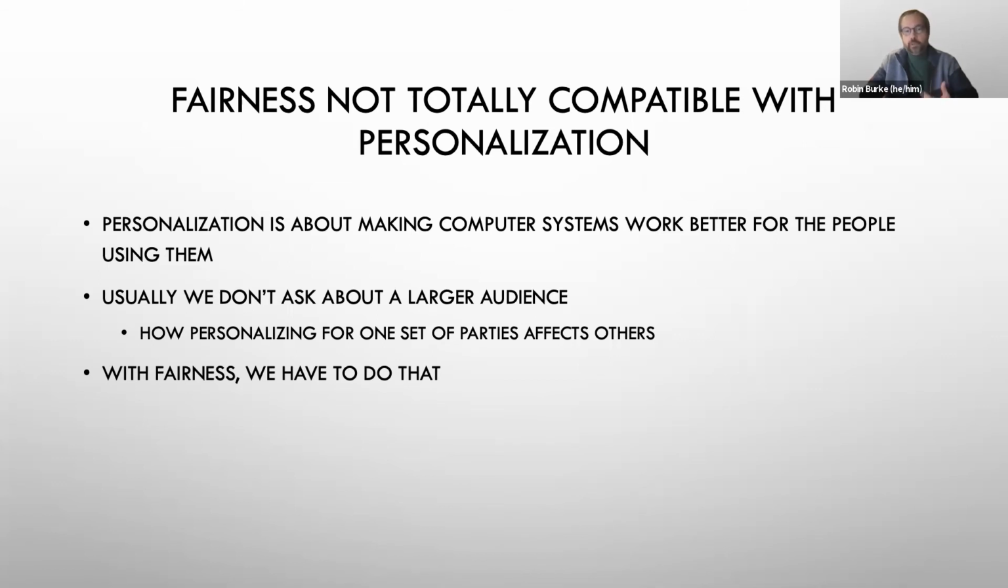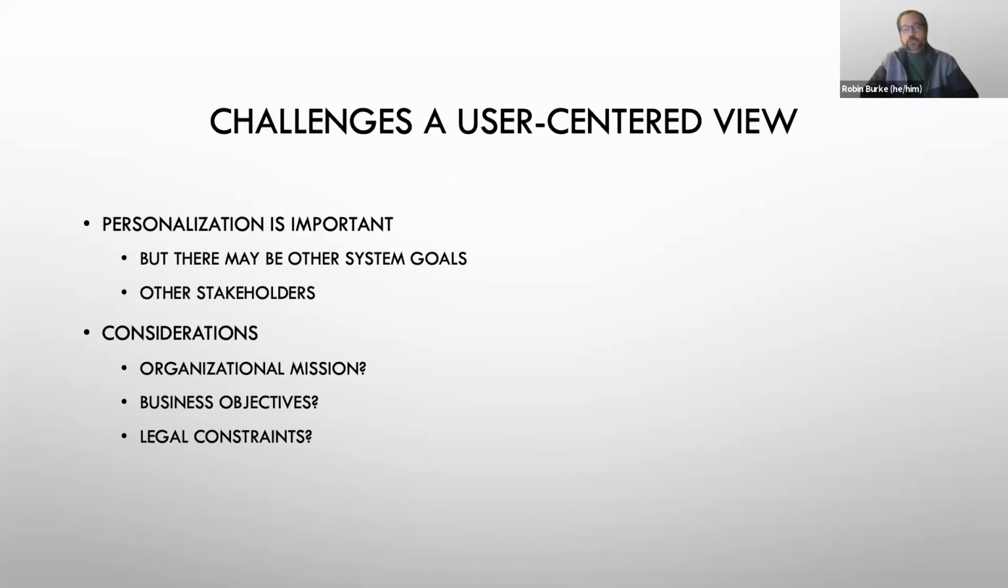So if we think about personalization as making computer systems work better for the individuals who are the end users, we're not looking at a larger audience. And if we are interested in fairness, that's exactly what we have to do, and think about how the results for one individual might affect another individual or another group of individuals. So this is a challenging thing to our user-centered view of personalized systems, and makes us think about the other potential stakeholders in the system and how an organization might incorporate different fairness objectives that come from different sources, stakeholders that may come from a variety of places, either from organizational mission or business objectives, or even legal constraints, as we saw in the Facebook case.